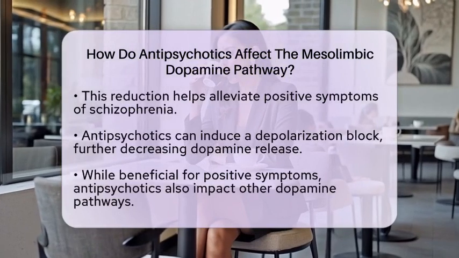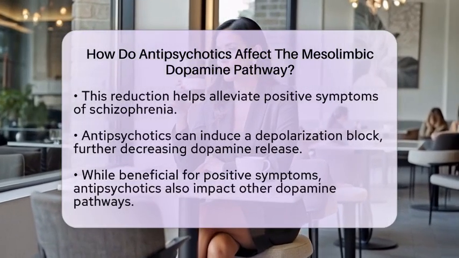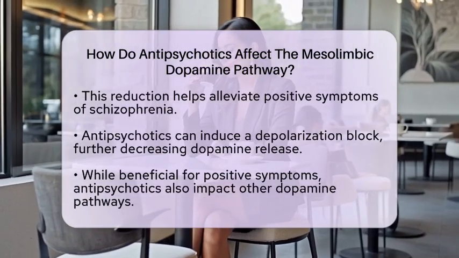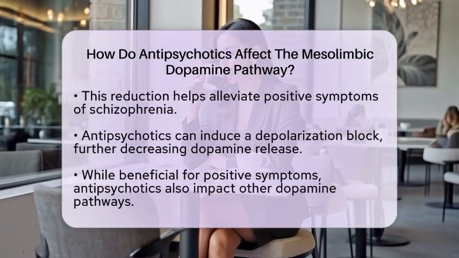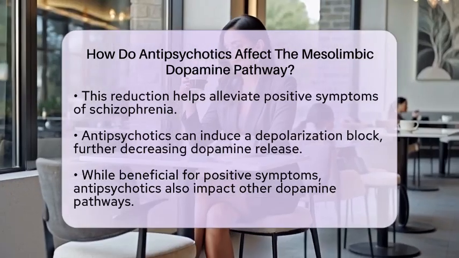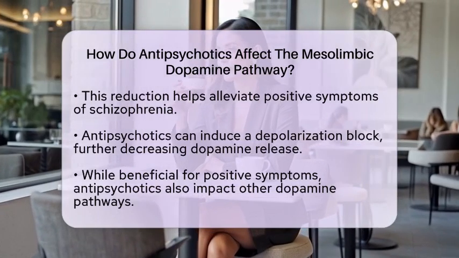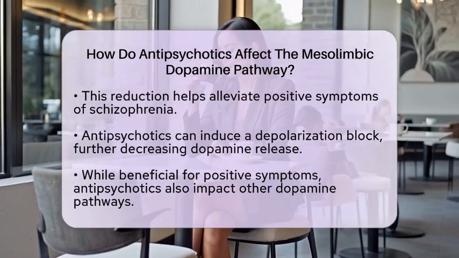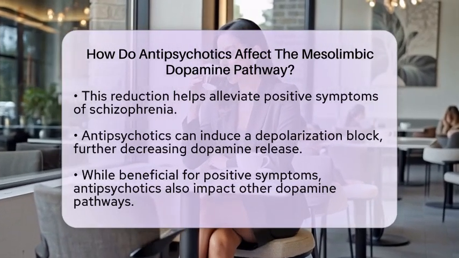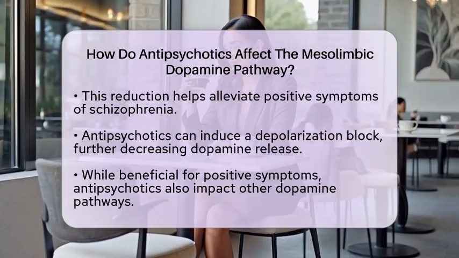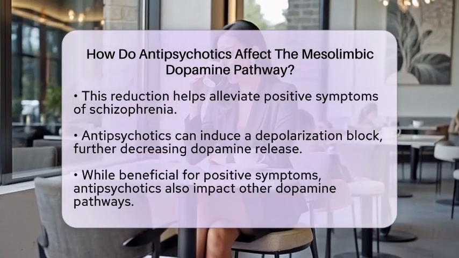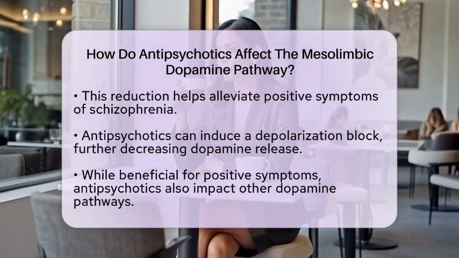Some antipsychotics can also induce a state called depolarization block. This state inactivates dopamine neurons, further reducing dopamine release in the mesolimbic pathway. While this reduction in dopamine activity is beneficial for controlling positive symptoms, it is essential to consider that antipsychotics also affect other dopamine pathways in the brain.